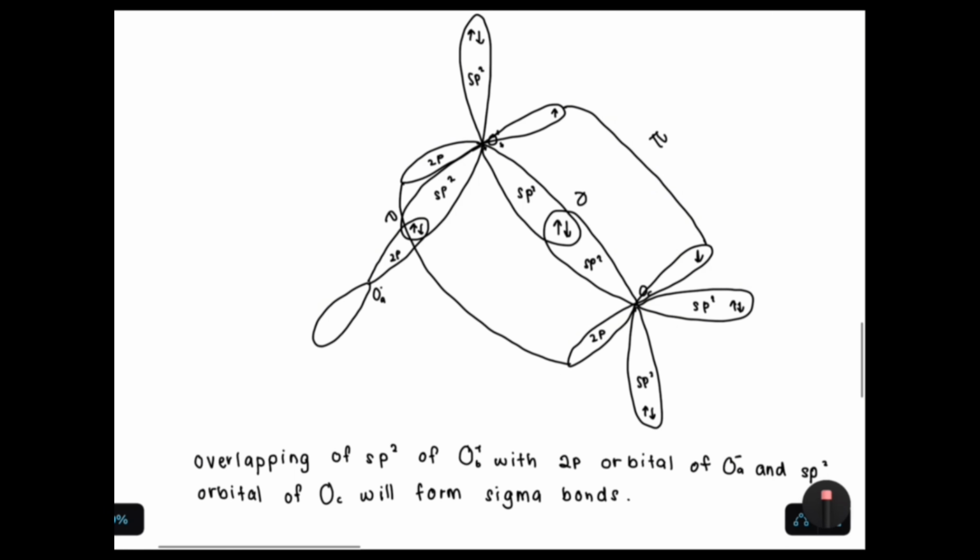For this drawing, the first thing we need to do is draw sp2 here, sp2, this one, and it will be overlapping with 2p, and it will be overlapping with sp2 for the OC. This is OB, OA and OC. So this is the first sigma bond. The second sigma bond is between OA and OB. The next one is OB and OC.